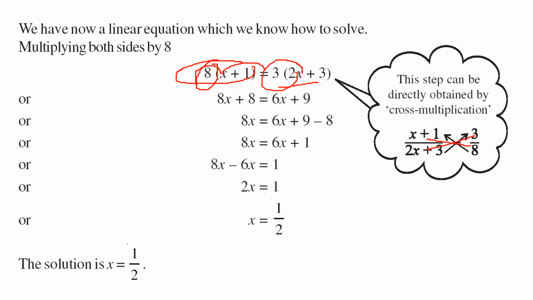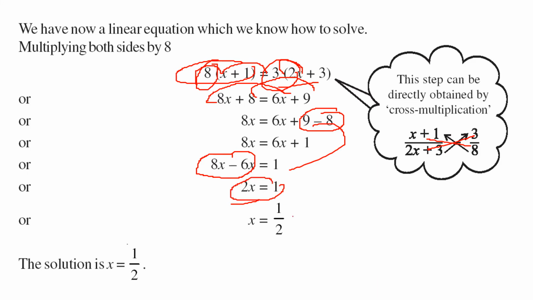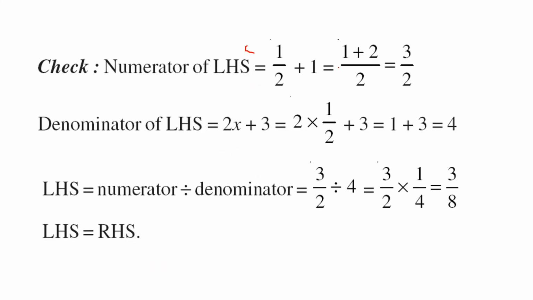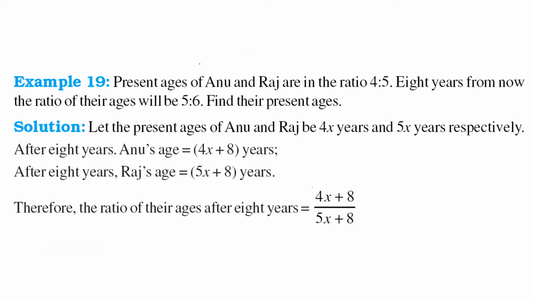So 8x plus 8, and this is 6x plus 9. Take 6x here, take 8 here, you get 8x minus 6x as 2x, and this simply is 9 minus 8, which is 1. So x will be equal to 1 by 2. This is the solution, 1 by 2. So you can check also, you can just put the value which you got on the left hand side and right hand side. You see that both sides will be equal.